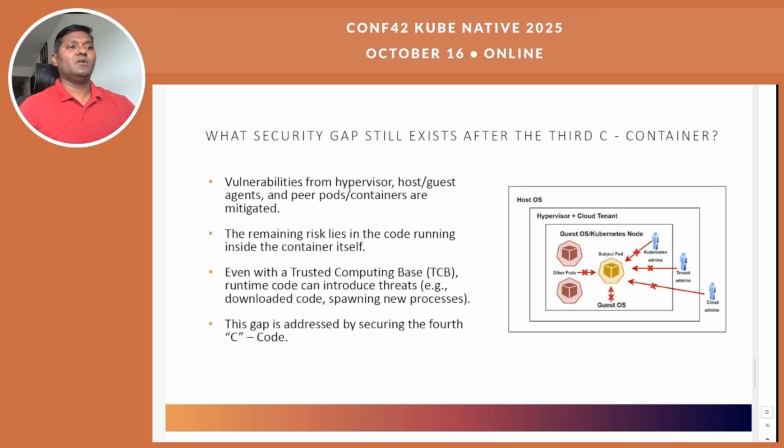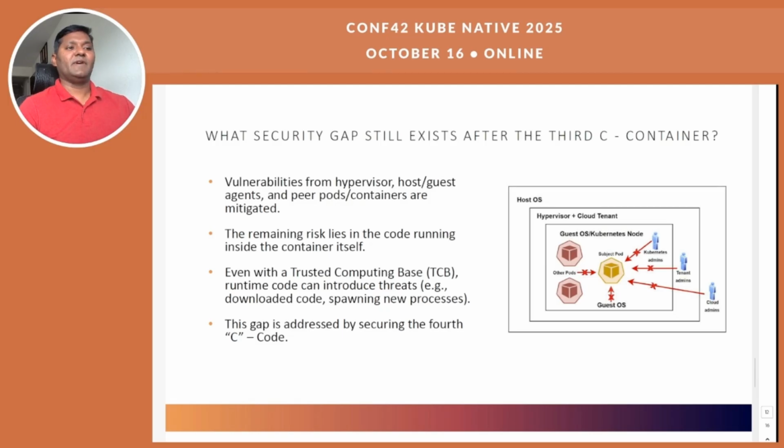Even with the strong TCB, trusted computing base, provided by the confidential containers, the code that executes at runtime can still introduce new vulnerabilities. Examples include code that downloads external packages, spawns unauthorized processes, or executes unverified scripts at runtime, all of which can bypass intended security boundaries. This residual risk highlights the need for controls that protect not just the container environment but also the behavior of the code running inside it.